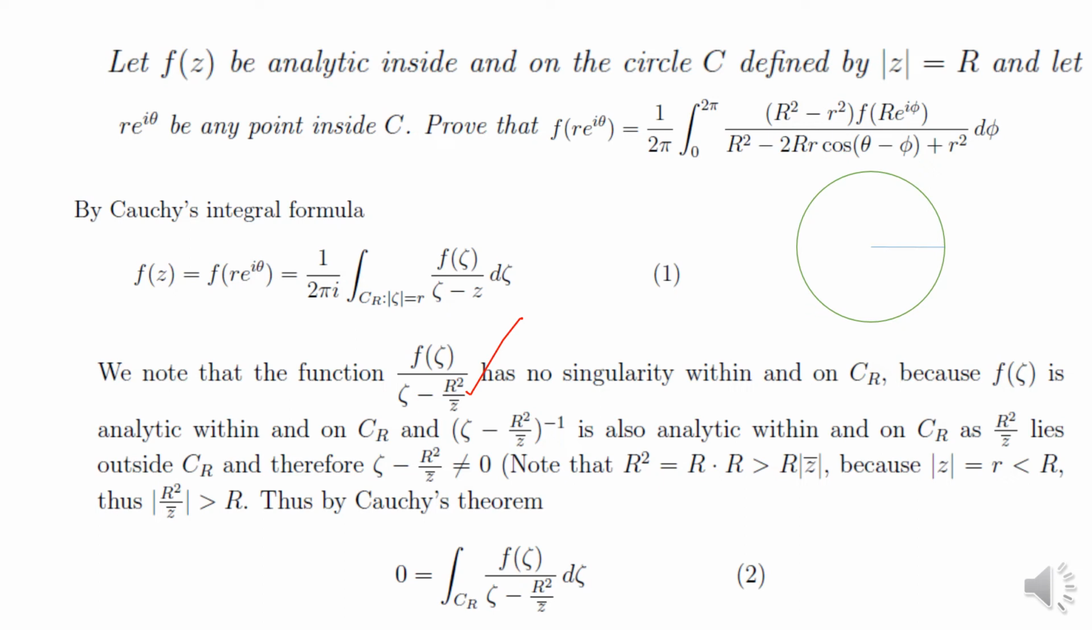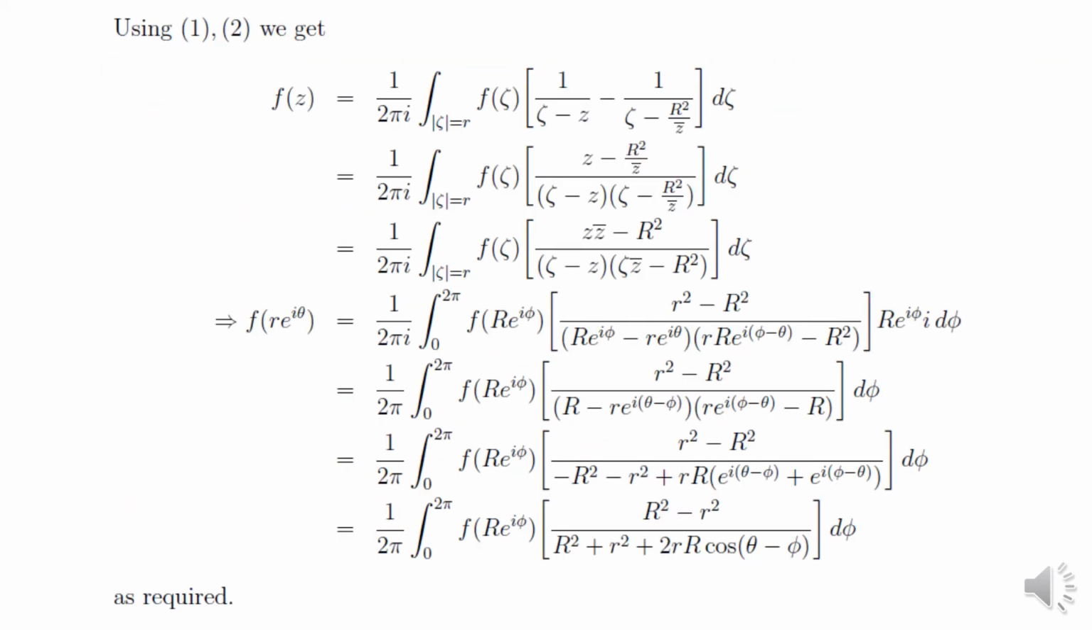So R² = R·R, which is greater than R|z̄|, because |z| = r, which is less than capital R, since I showed you that z lies inside the circle and capital R is the radius of the circle. Thus R²/|z̄| is greater than capital R, therefore it is outside, and we got that the function does not exist. So we got now the second equation.